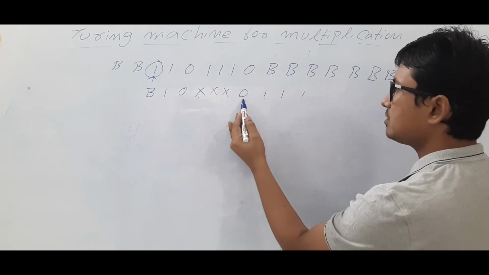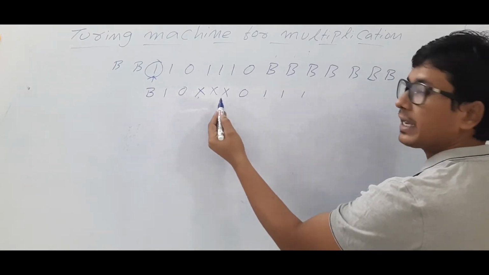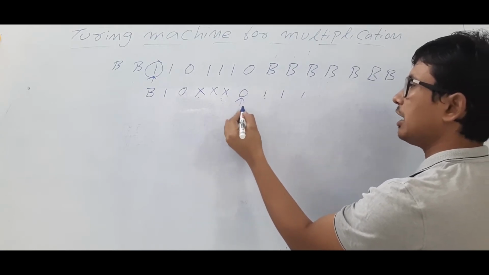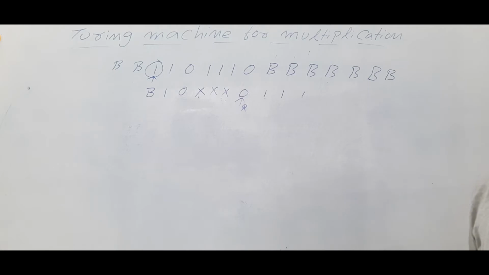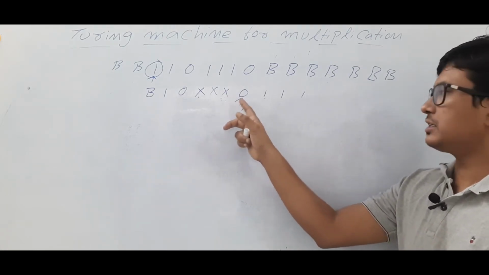If I get a 0, I will keep it as 0 and move to the left. If I get an x, I will keep it as x and move to the right. Okay, if I get an x, I will keep it as x, move to the right.